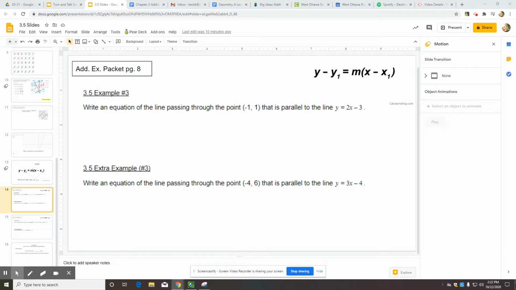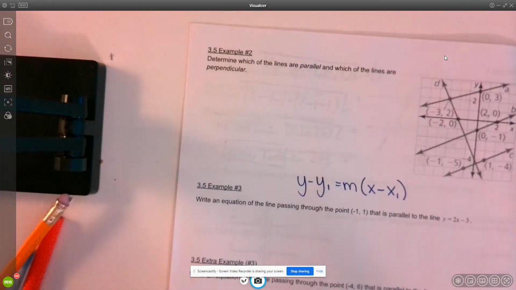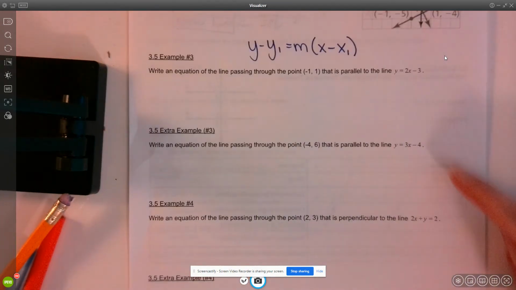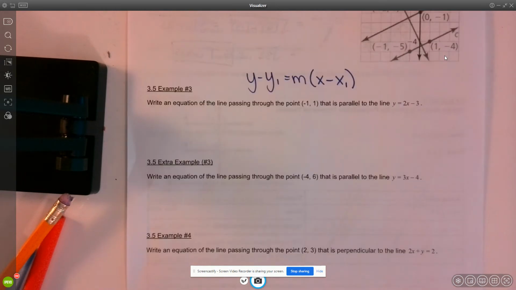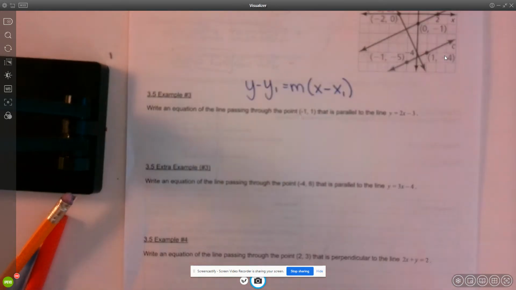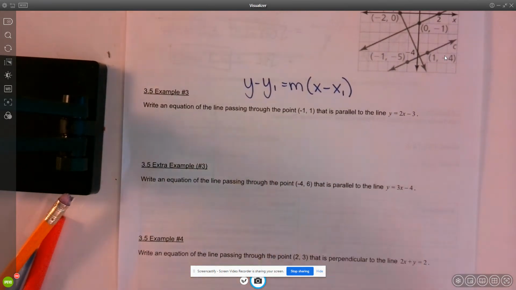This video is going to cover some examples in lesson 3.5 in your additional example packet on page 8. So go ahead and find your additional examples packet. We are on page 8, and we're going to do these 4 examples on this page at the bottom. So 3.5 example number 3 here.